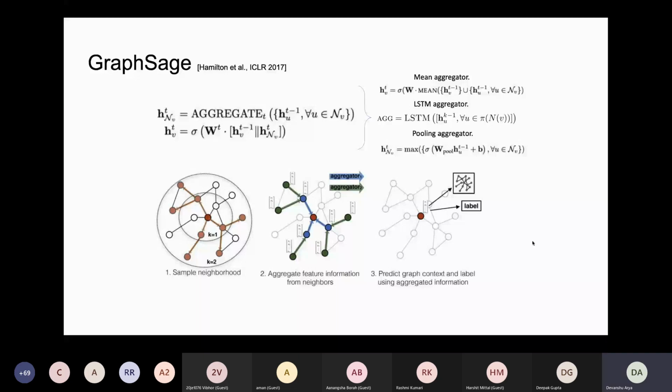Very roughly put, GraphSAGE basically gives you more flexibility in terms of inductive learning and in terms of choosing your aggregations.